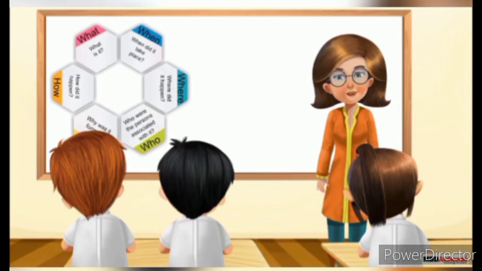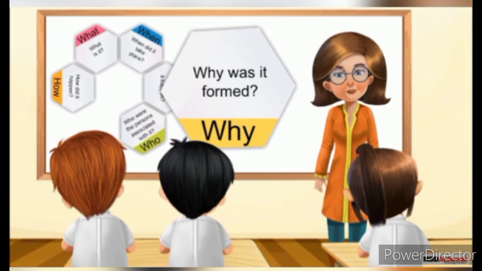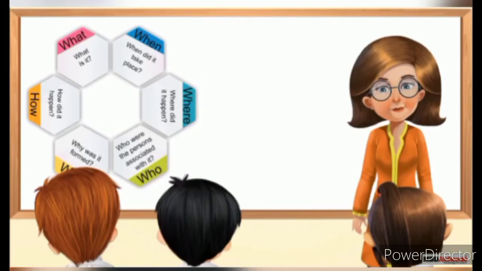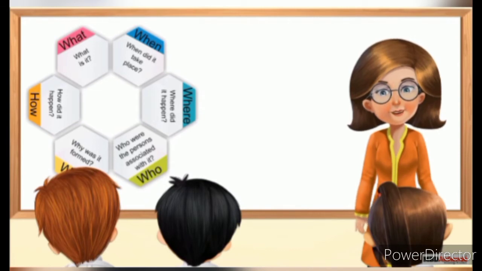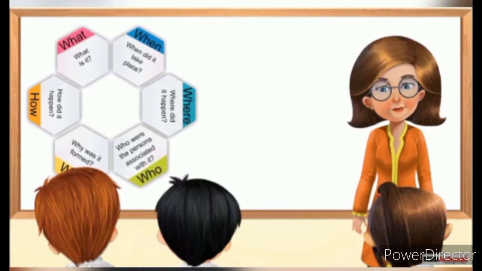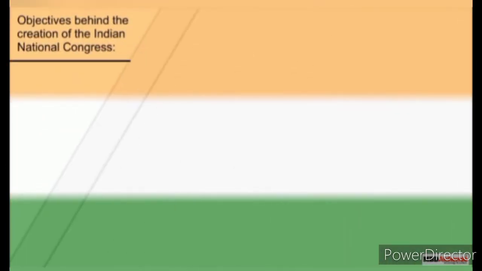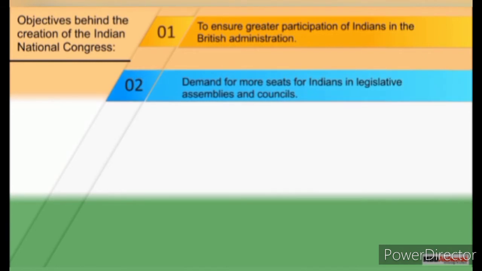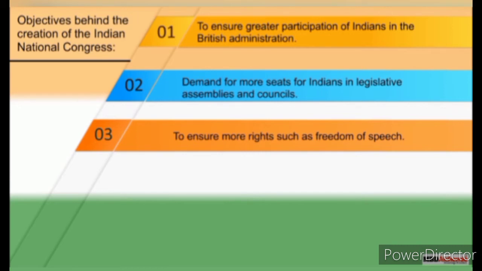Alicia, your keyword for the next question is why. Why was the INC formed? The INC was formed to draw the attention of the British government to the problems faced by Indians. There were other objectives also behind the creation of INC: to ensure greater participation of Indians in the British administration, demand for more seats for Indians in legislative assemblies and councils, and to ensure more rights such as freedom of speech.